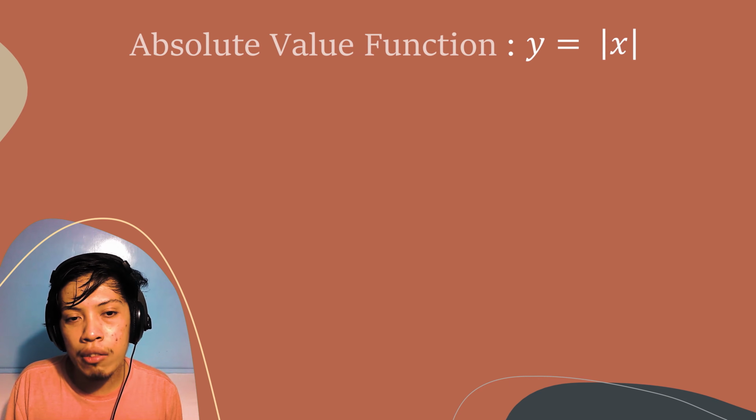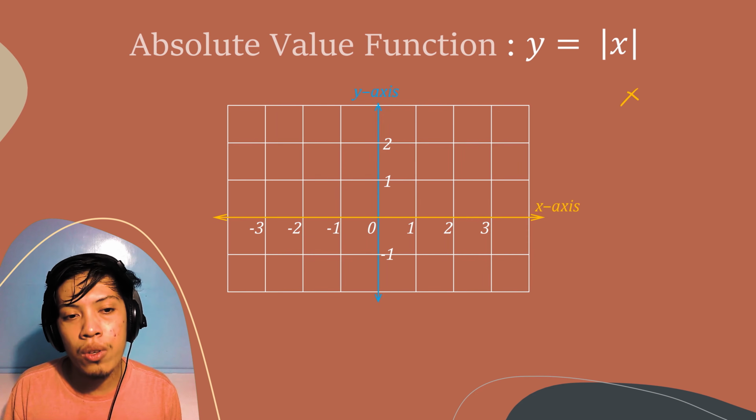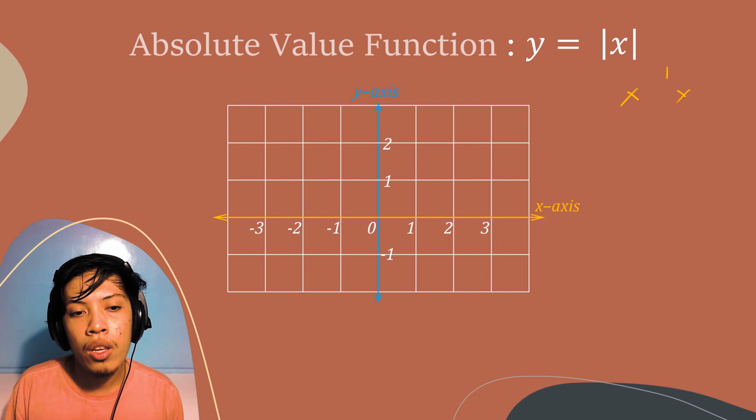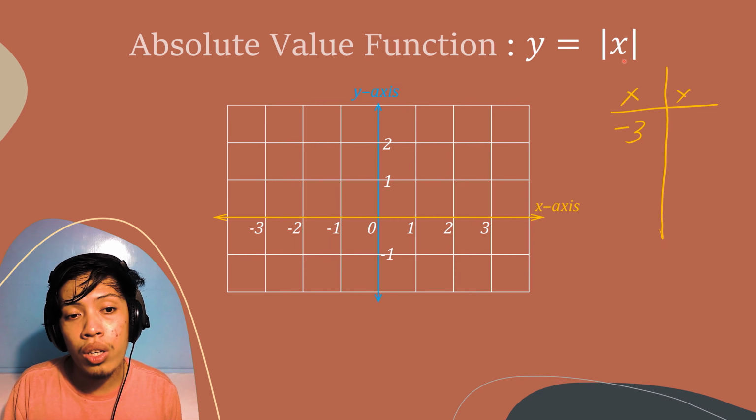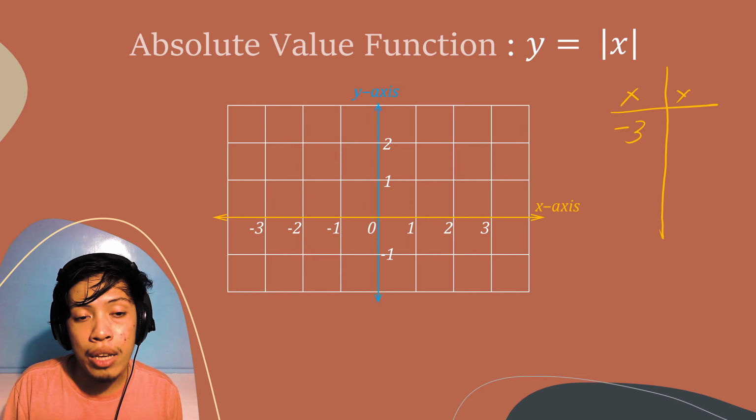Next one, we have the absolute value function. Okay, so we have here the Cartesian plane also. And if you want to draw the graph of this function, of course, you have to construct first the table of values. So you have your x and y. Okay, now let's start when x is negative 3. What's the value of y? You just need to plug in negative 3 into this equation to find the value of y. So when x is negative 3, your value for y is positive 3.